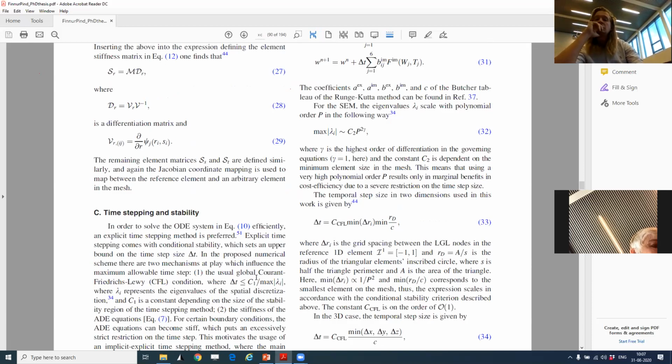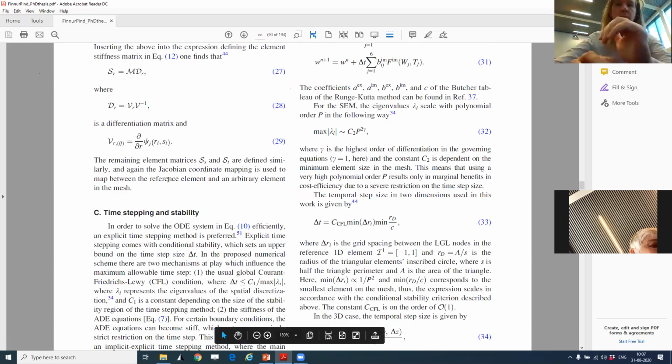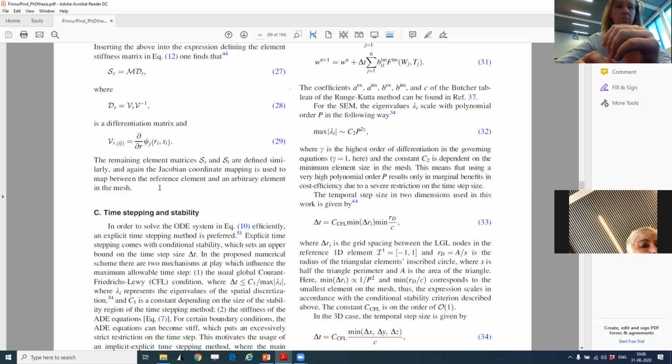But this is influenced by the eigenvalues of the spatial discretization, but also by the stiffness of the auxiliary differential equations. So what can happen is that you have these boundary equations, and for certain materials they can be very stiff, which means that you need to restrict. If you solve everything explicitly, then you need to restrict the simulation to an unnecessarily small time step. Because what we want is to solve with as big of a time step as possible.